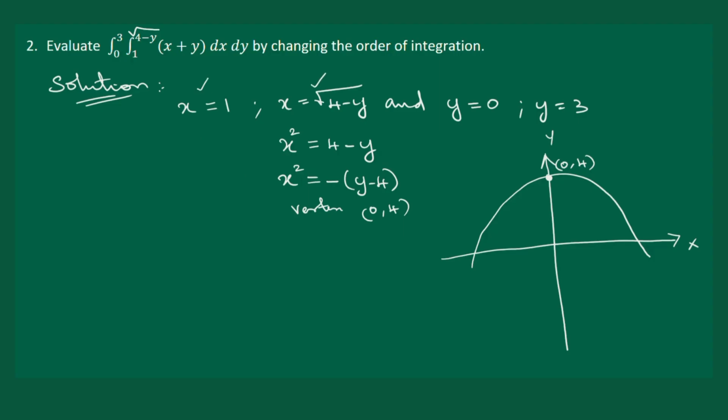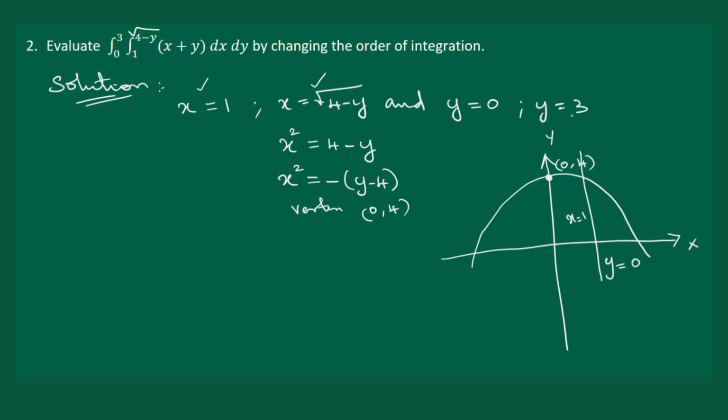Now what about x is equal to 1? Here let us draw this to be x is equal to 1. Here let us consider this to be x is equal to 1. Okay, and y is equal to 0. The x-axis is considered as y is equal to 0.